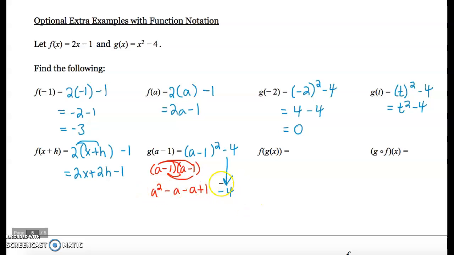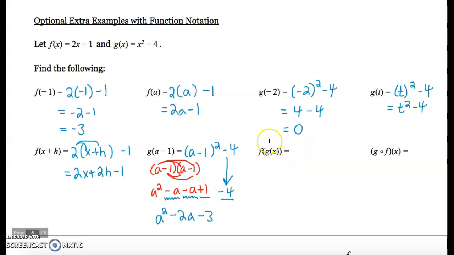And then I'm going to look and see, I have no more parentheses. So now I'm going to see, are there any like terms I can combine? And I see a couple. So I have a minus a, and I have a minus a, then I have a plus 1 and a minus 4. So I'm going to combine those things. a squared is just a squared. I have minus 1a minus another a, so that's minus 2a. And then 1 minus 4 gives me a negative 3. Have I simplified enough? Can I simplify any more? There are no more parentheses, and there are no more like terms I can combine. So I'm done.